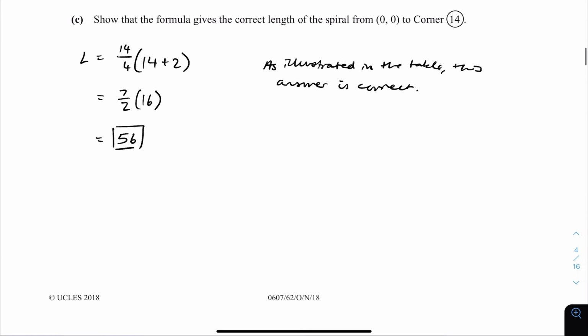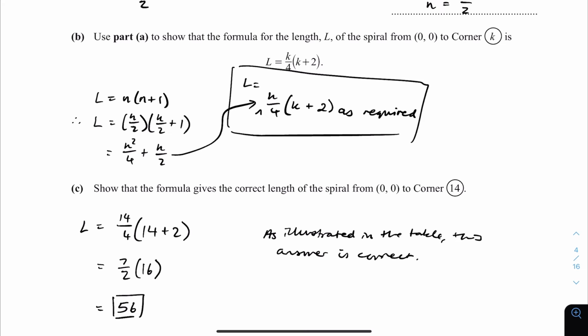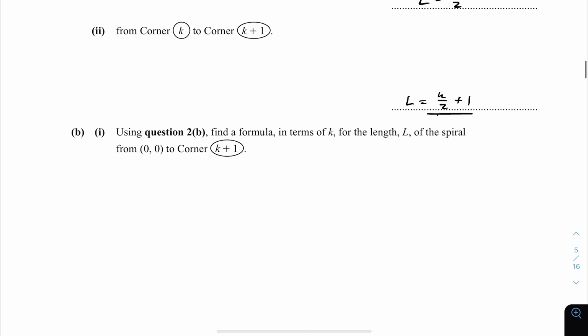So what we can do is take this formula and add up this value over here, since it's going from k to k plus 1. So basically what we're doing is adding up the lengths from 0, 0 to k, and then from k to k plus 1. We're adding them up. So let's just do that.